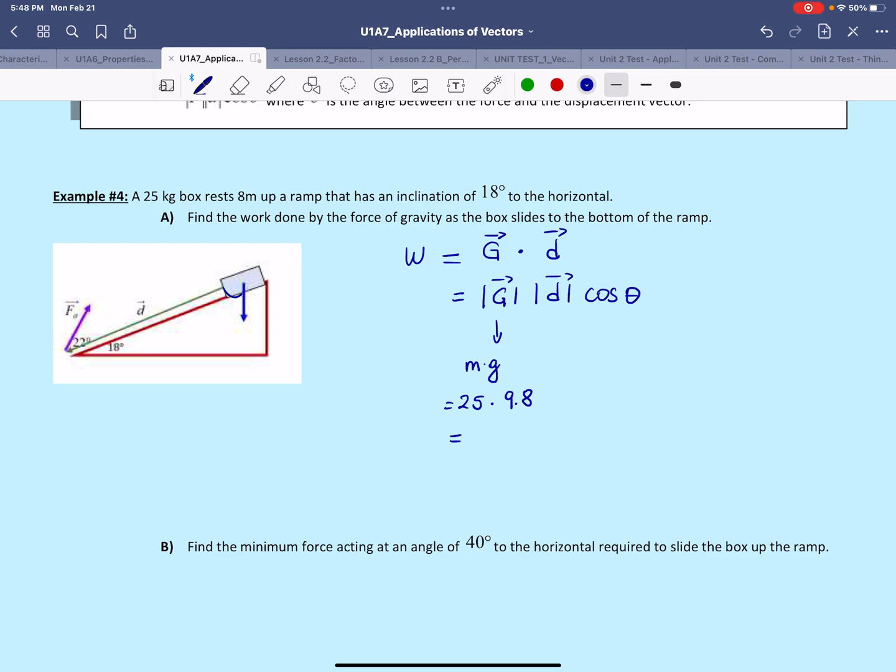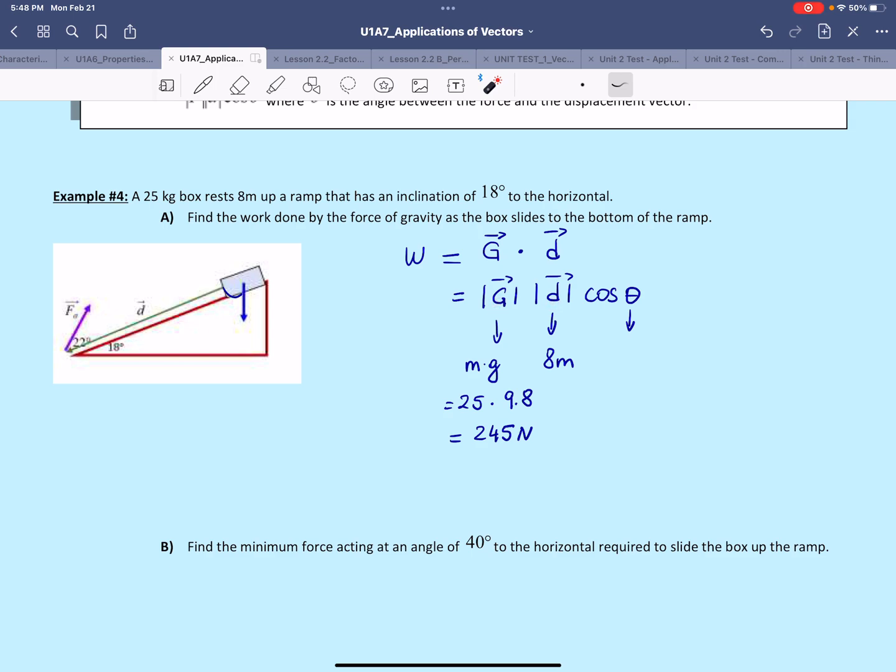So 25 times 9.8 will give, here we go, 245 newtons. Now, displacement, on the other hand, since we're told that it's 8 meters up the ramp and is going all the way down due to gravity, that means that we have 8 meters for displacement. Now, angle theta is the angle made between these two vectors.